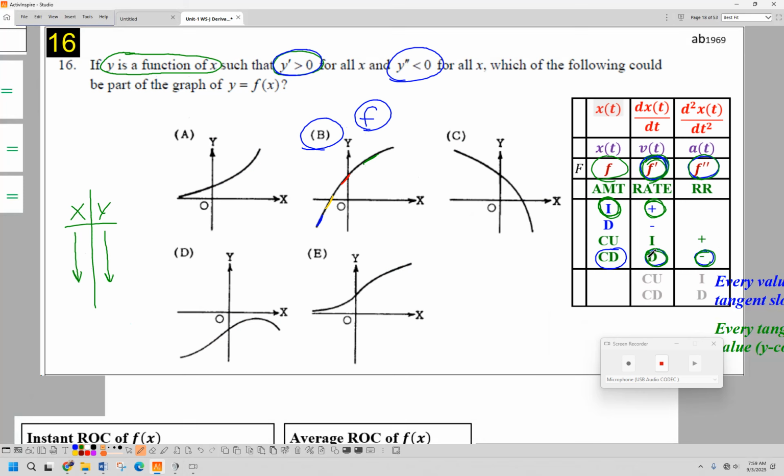This slope is positive, but then the next slope is less positive. The next slope is even less positive, etc. So B is the correct answer. It matches both requirements.